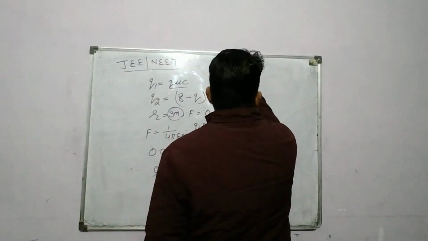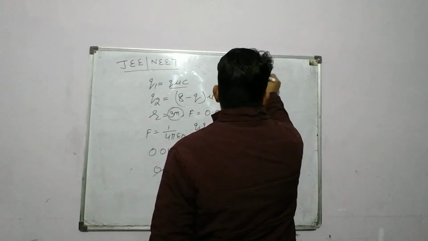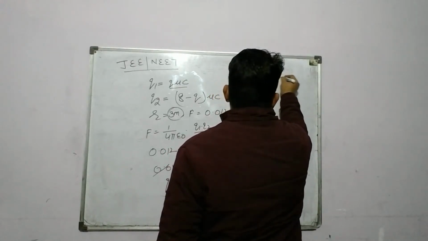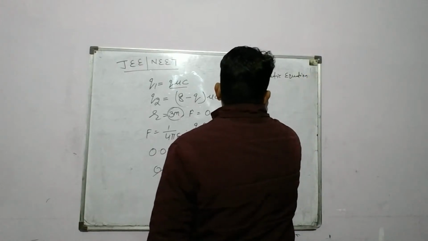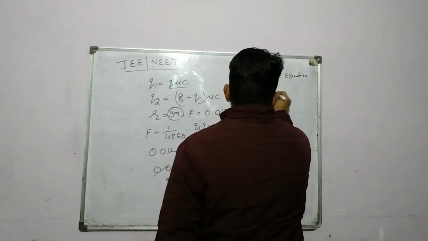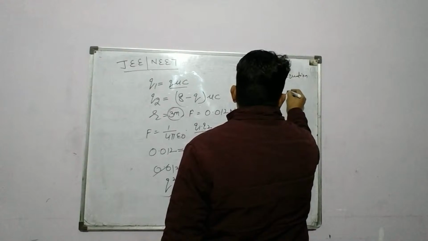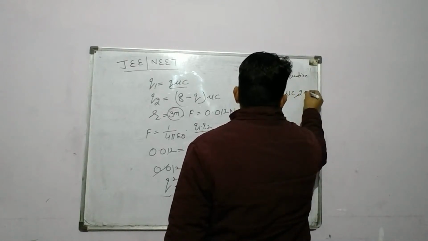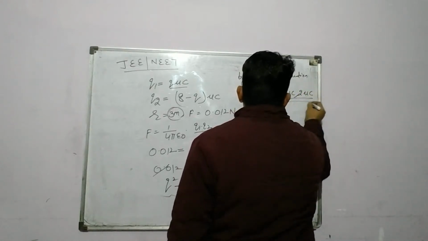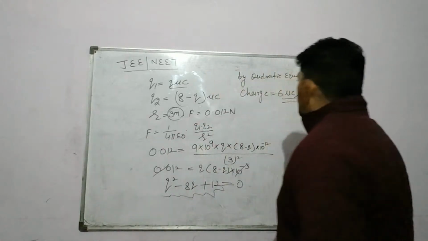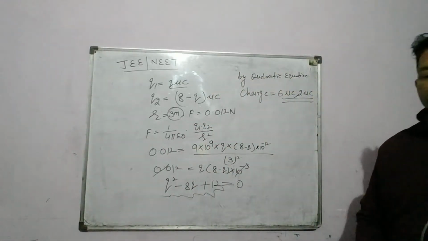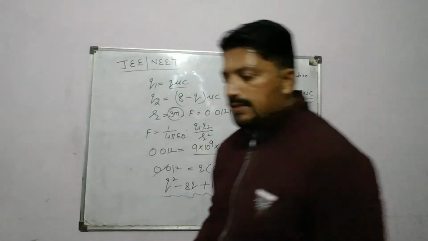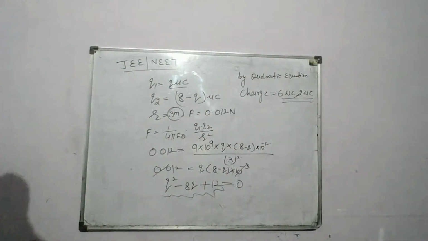By quadratic equation, charge is equal to 6 microcoulomb and 2 microcoulomb. So this is the right answer: 6 microcoulomb and 2 microcoulomb. Understand how to solve these values. After that, so wait 1 minute.